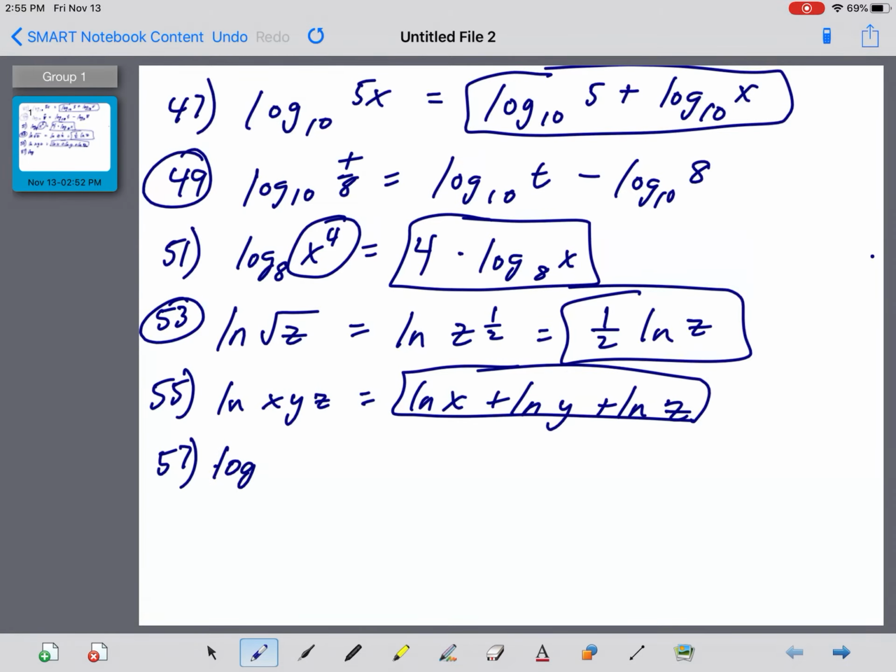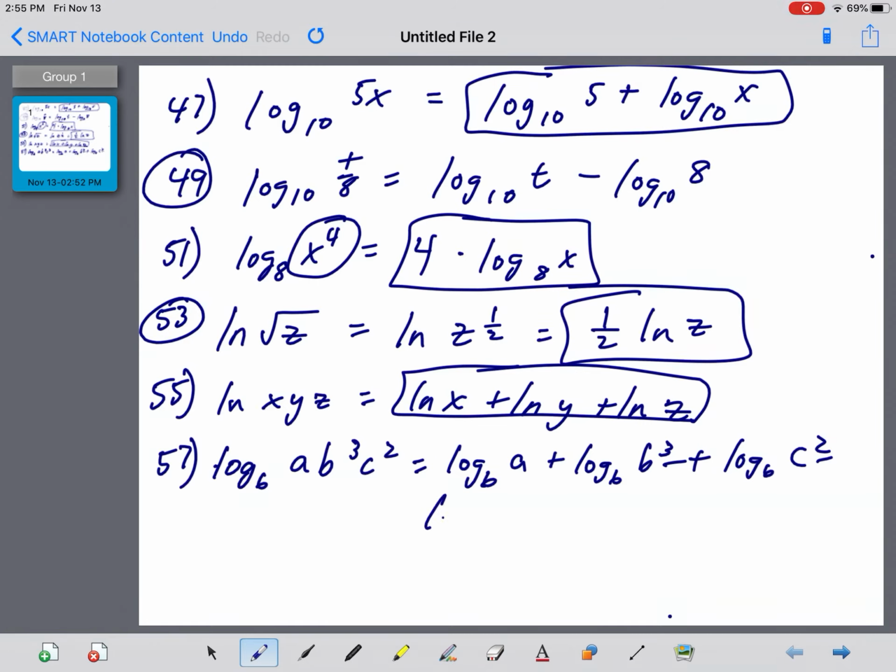57, we got a whole mix of stuff here. Log base 6 of a b cubed c squared. So right now they're all multiplications, so you're going to rip it up into additions. So it's going to be log base 6 of a. It takes a long time to write it because you got to keep writing log base 6. Plus log base 6 of b cubed plus log base 6 of c squared.